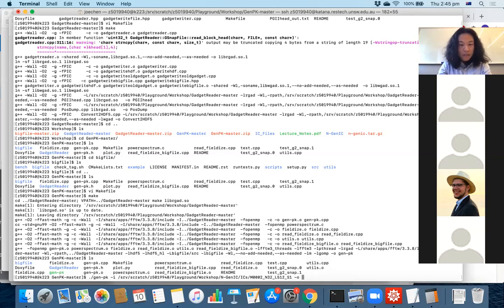O tells it where to put the output estimated power spectrum. I like to put it in the same place as the snapshot, but it's up to you where to put it. I'm just gonna put it there.